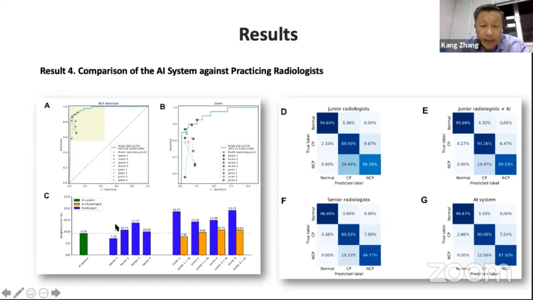If you look at panel C, this is a weighted error, and it's about 9%, whereas the average radiologist and the senior radiologist perform comparably to the AI platform. However, the junior radiologists are all over the place. If you look at panel B, the initial junior radiologist performance is far below the senior as well as the AI performance.